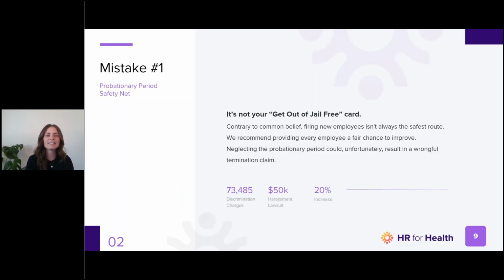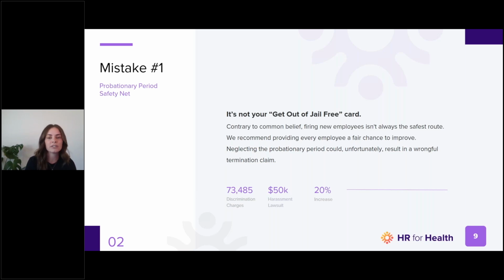So the first one is probationary period safety net. So the probationary period is typically a 90-day period, you can do whatever days you want, where you are training and coaching and getting the employee up and running. A lot of practices think that it's their get out of jail free card. So, oh, it's not working out, they're in their probationary period, I can fire them and it's not going to be a problem. So it is considered the same as any other termination. So just because an employee is in their probationary period doesn't give you a pass or get rid of your risk when you're terminating them.